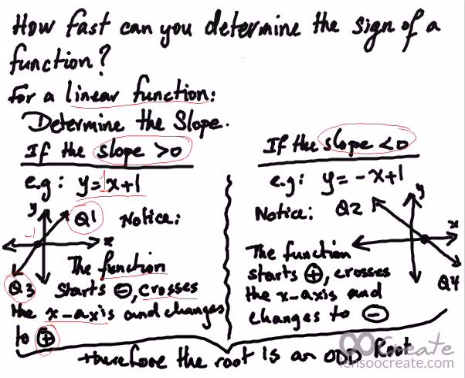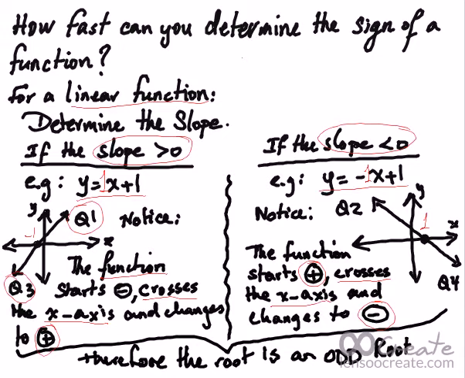And if you look at the slope as a negative value, we'll look at the example y equals negative x plus 1. Here the slope is negative 1. As you know, it's a linear function with a negative slope, therefore it'll start from quadrant 2. It'll cross the x-axis at x equals 1 and move towards quadrant 4. This function will start being positive, it'll cross the x-axis at the root and it'll change to be negative.